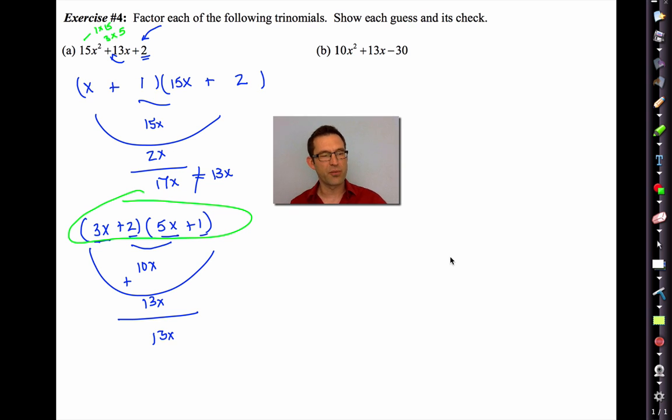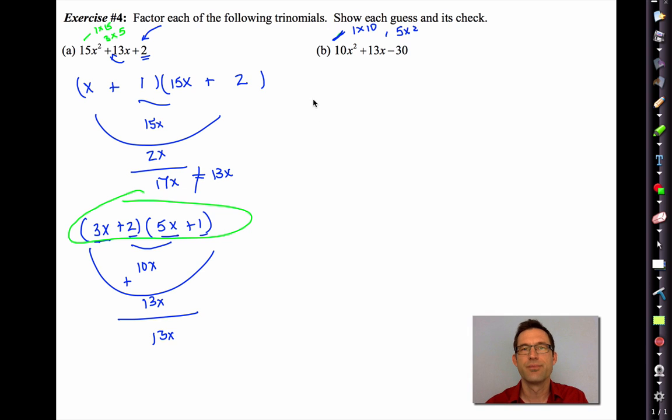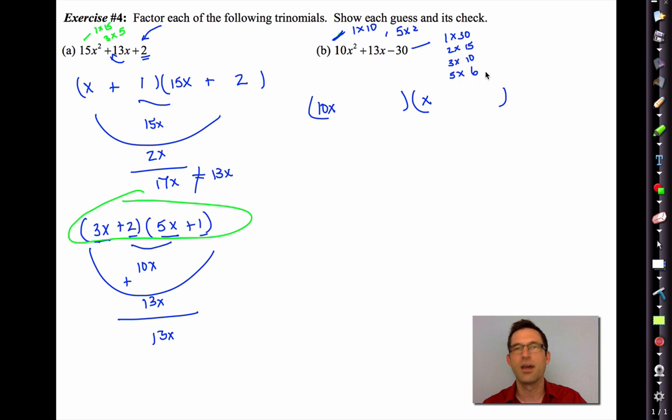One thing I like about factoring problems is you should know whether you have them right or wrong. So 10 is either 1 times 10 or 5 times 2. Well, let's go with 10x and x. That gives me 10x squared. Ooh, 30. 30 is tough because 30 is a lot of different things. It's 1 times 30. It's 2 times 15. It's 3 times 10. It's 5 times 6. And that's it. Oh, man.